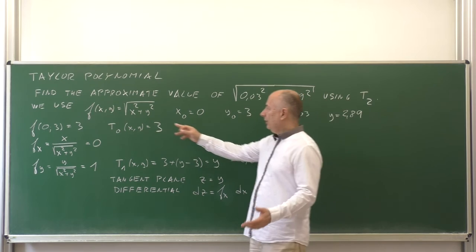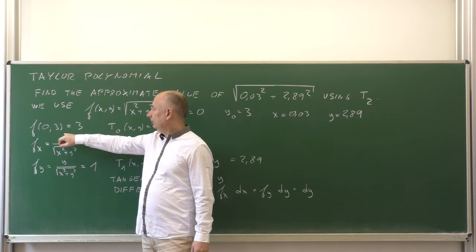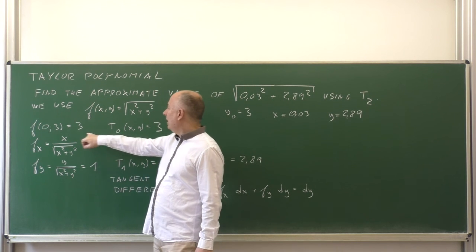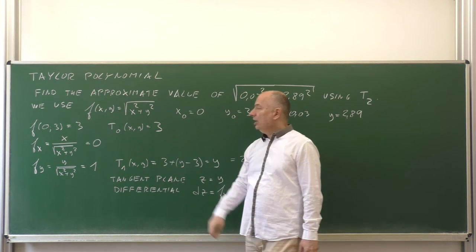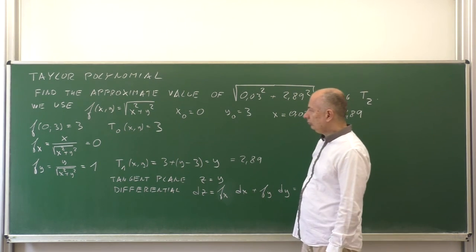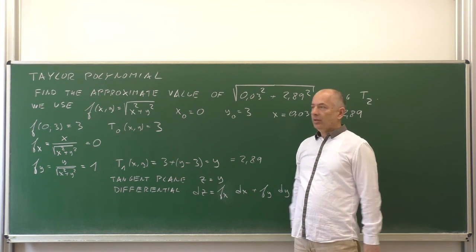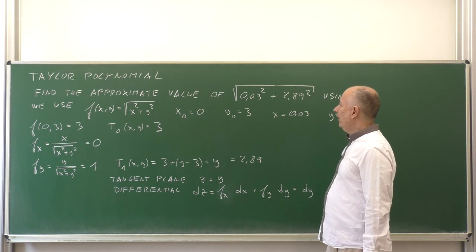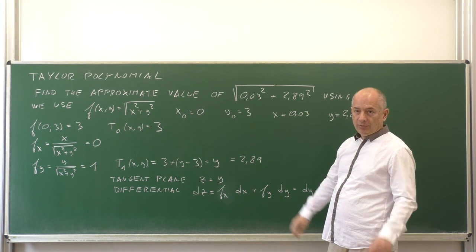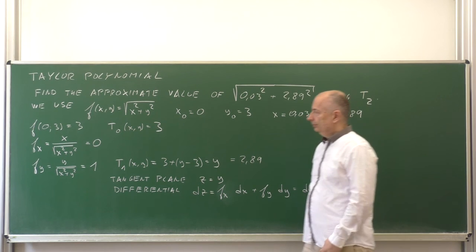So when we have the function and the point x0, y0, we can evaluate the function, we get the constant 3, and this allows us to write the Taylor polynomial of order 0, namely 3. So that would be the simplest approximation of this value, approximately 3. But we should use T2, so let's go on.